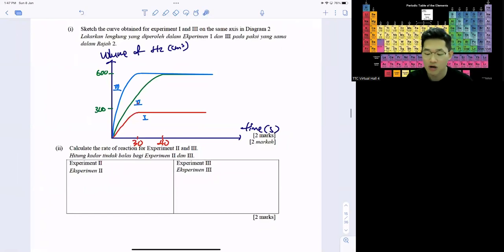Normally, when they mark your curve, they check steepness and height. So like just now, if this one is a bit too far forward, it's okay. Because sometimes they don't give you the time, and you do not know where it is, it's okay. Just simply sketch. As long as your steepness is correct and height is correct, then it's fine. Okay, next.